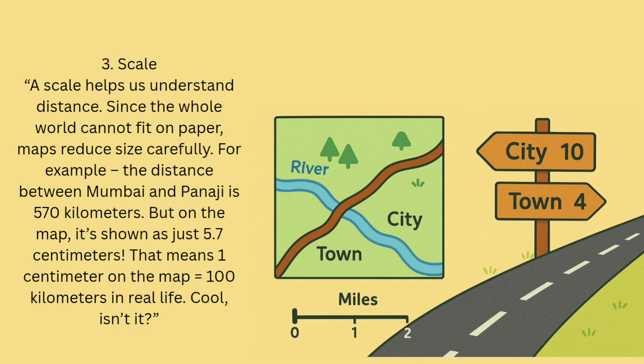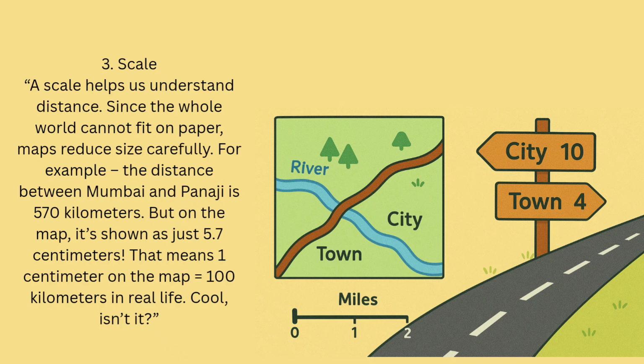3. Scale. A scale helps us understand distance. Since the whole world cannot fit on paper, maps reduce size carefully. For example, the distance between Mumbai and Panaji is 570 kilometers. But on the map, it's shown as just 5.7 centimeters. That means 1 centimeter on the map equals 100 kilometers in real life.